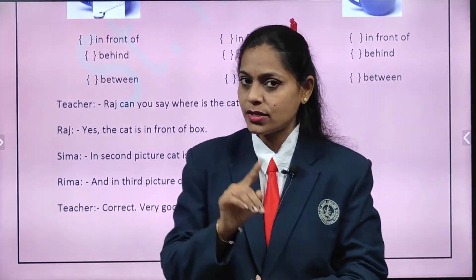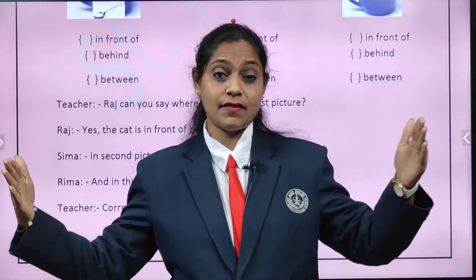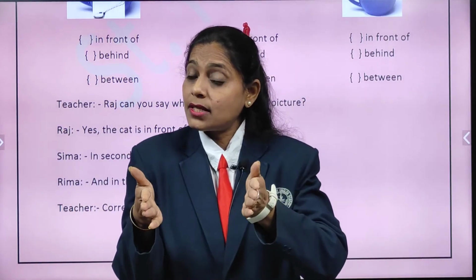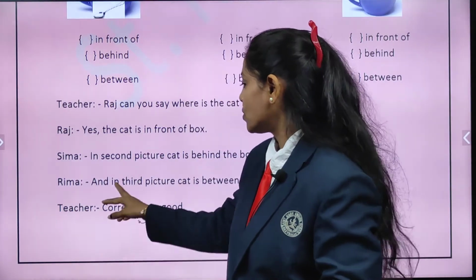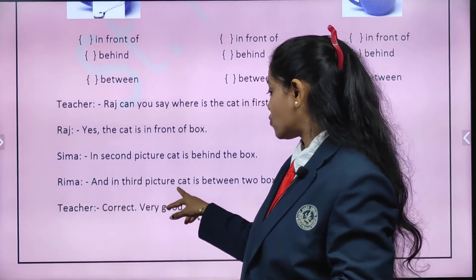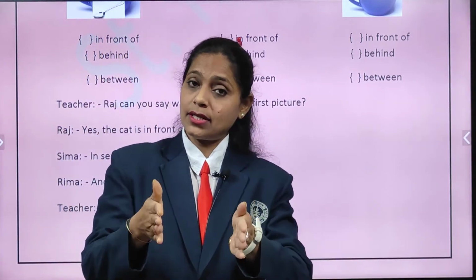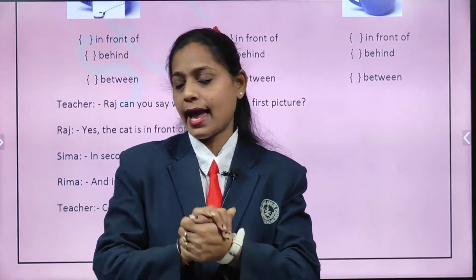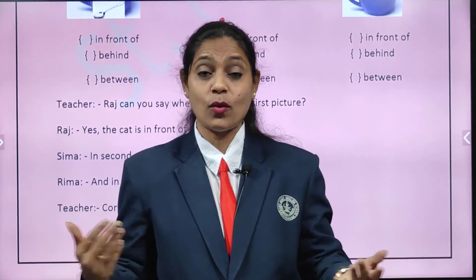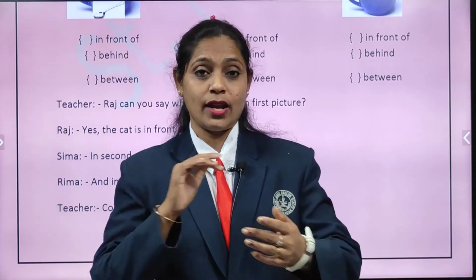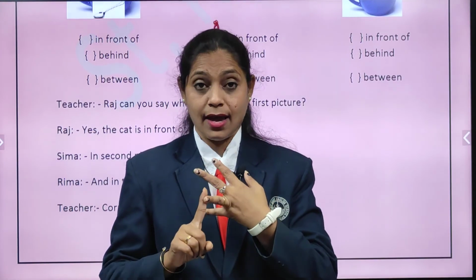Now the teacher is asking Rima, and in the third picture, where was the cat? Yes, there were two boxes. And where was the cat? In the middle. So when somebody is in the middle, we call it between. So she says, in the third picture, the cat is between two boxes. There are two boxes and in the middle, in between, is the cat. So the teacher says, correct, very good. When you answer well, what does the teacher say? Correct, very good.